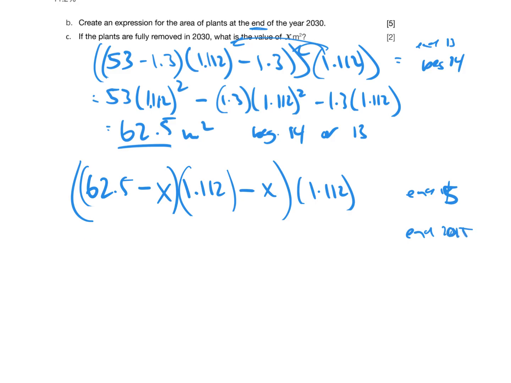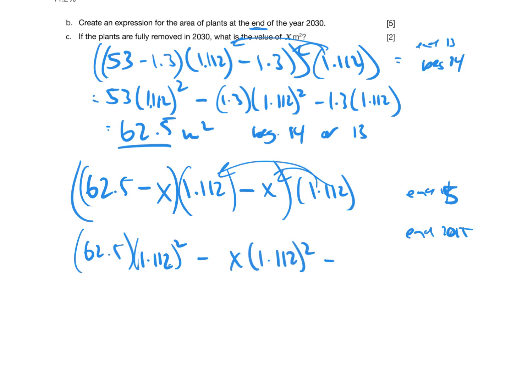At the end of 2015, I have 62.5 times 1.112 squared, minus x times 1.112 squared, minus x times 1.112. And so this is at the end of 2015. And I'm looking to go to the end of 2030.